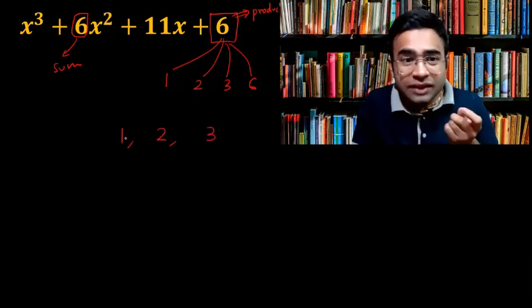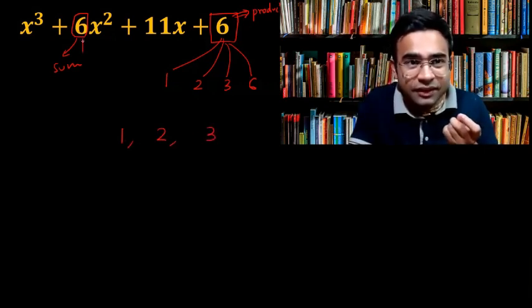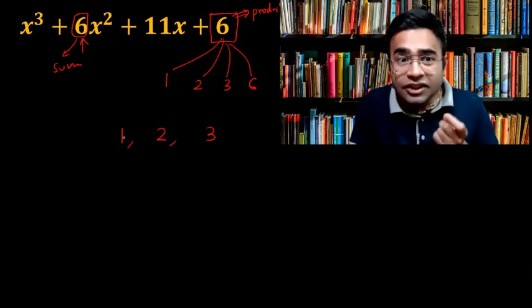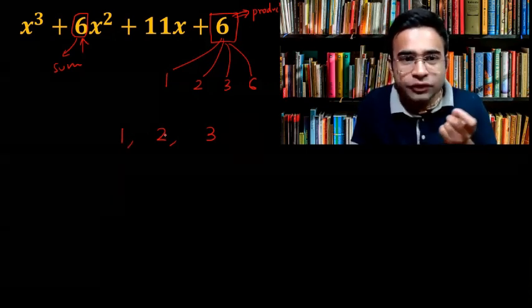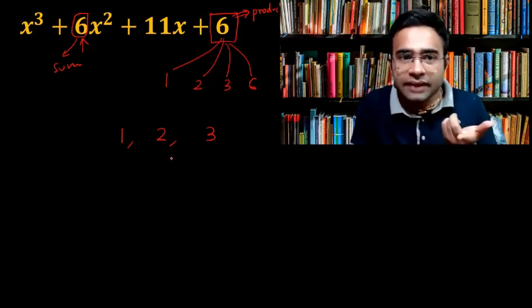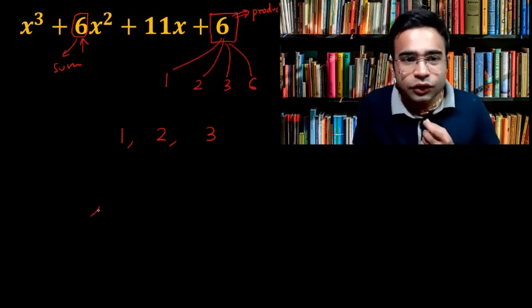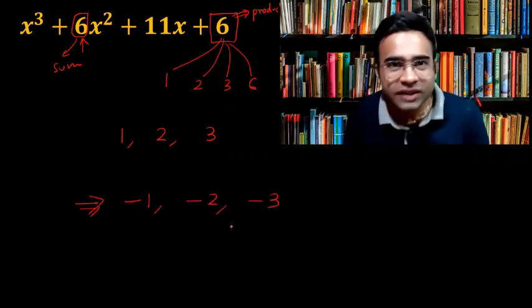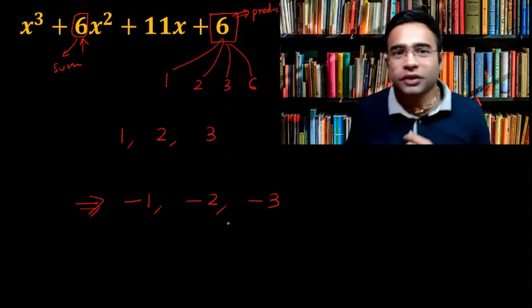If you check it out, the sum is 6, which is the coefficient of x squared, and the product, the multiplication of these 3 numbers, is also 6, which is the constant term. That's it. Just change the sign. So the roots of this particular equation are -1, -2, -3. Wasn't that cool? That's what I was saying, kids.